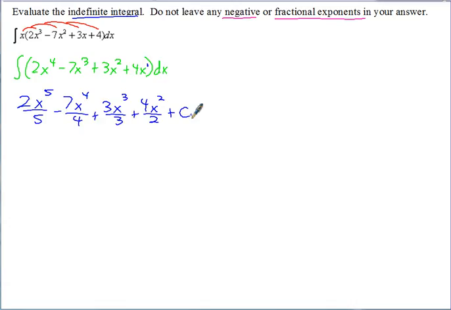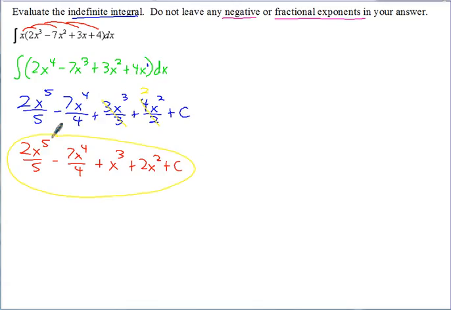So we're just applying the power rule on each one of those. And let's see if any of them simplify here. Well, in this one, the 3's reduce out, and here 4 divided by 2 is 2. So our simplified answer would be 2x to the 5th over 5 minus 7x to the 4th over 4 plus x cubed plus 2x squared plus c. On these, if you want to check your answer, you can by taking the derivative, but you don't have to. All right, let's take a look at a few more.